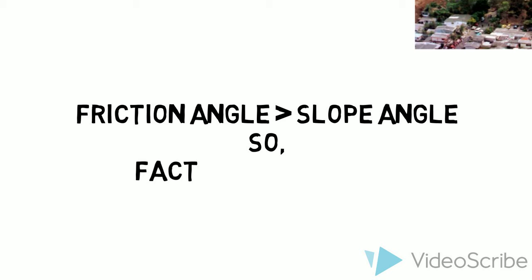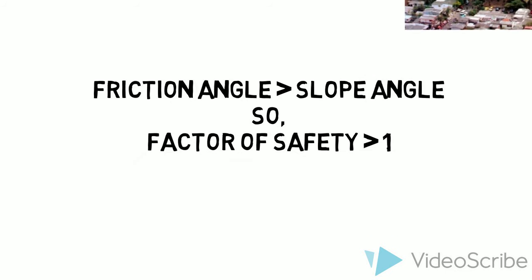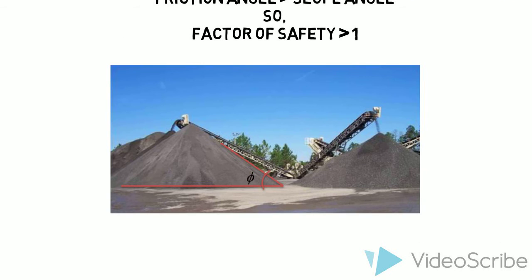To prevent this, a structure built upon a slope must have a friction angle greater than the slope angle so that its factor of safety is greater than 1, meaning that the structure is stable. Evacuation and crowd management plans are also important in earthquakes.